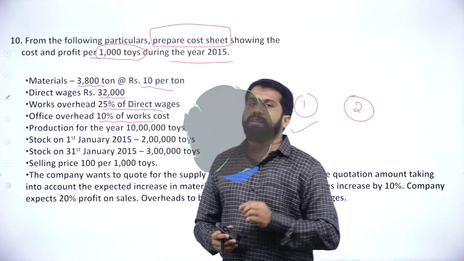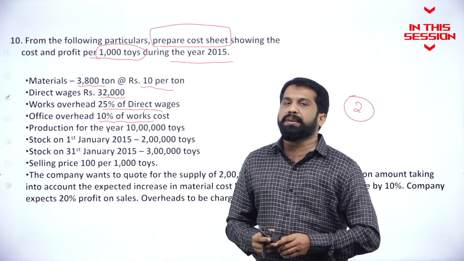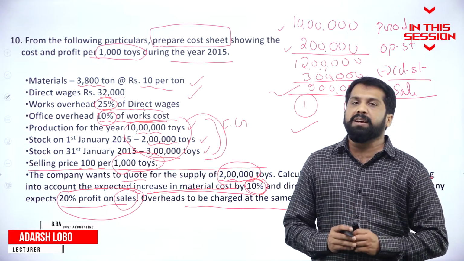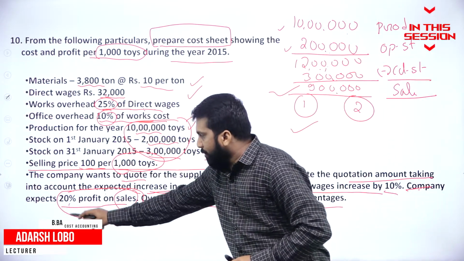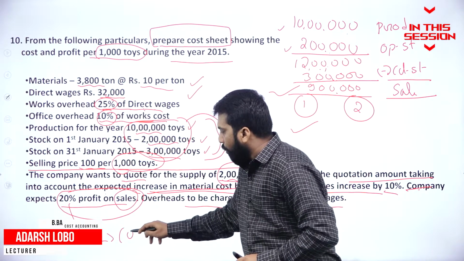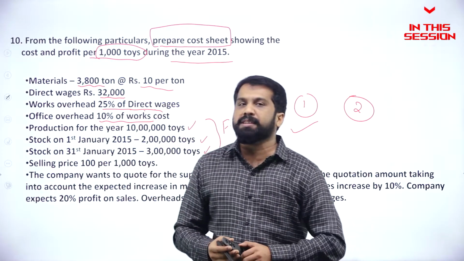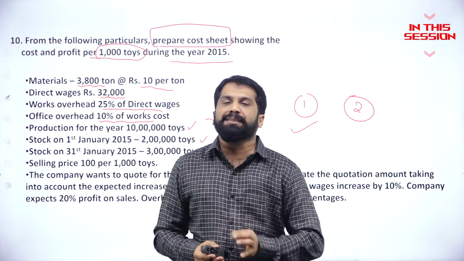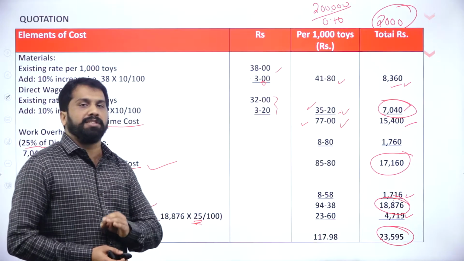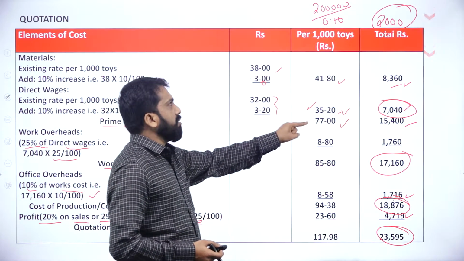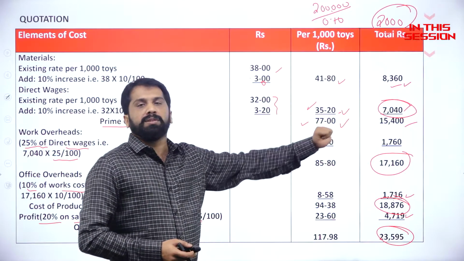What is your work cost? If you add factory overhead, that is only your work cost. If you don't know what is your sales value, then percentage you have to convert to what? Cost. Finished goods comes under where? Office and administration. In quotation, first we will calculate per unit, later we'll convert to rupees.